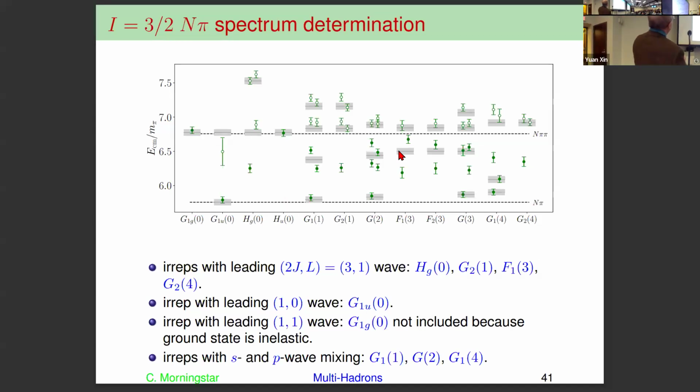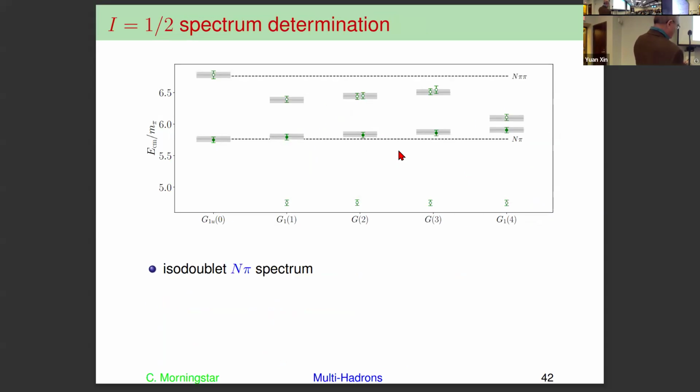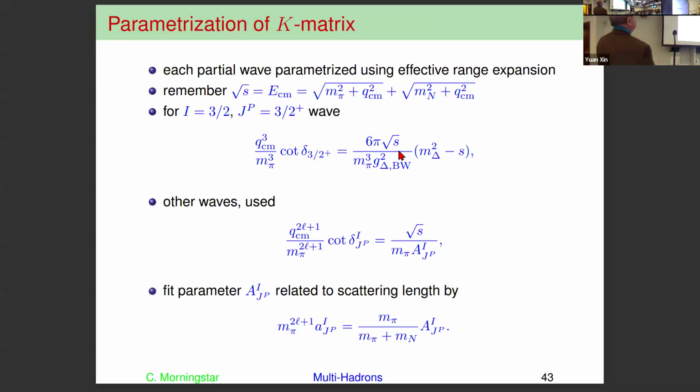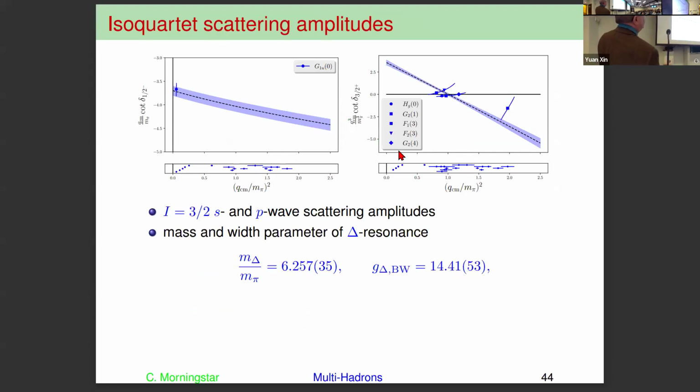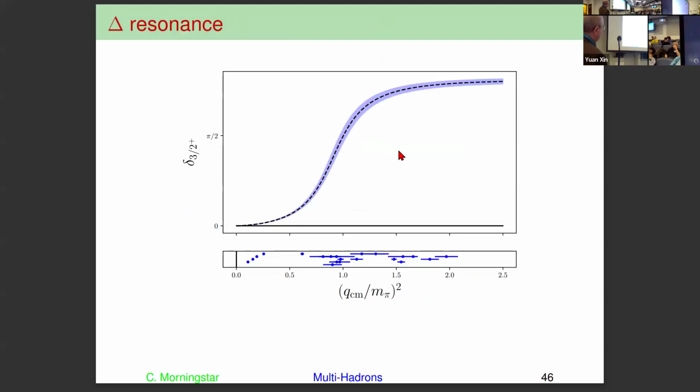So that was the isoquartet. This is the isodoublet, very small splittings from non-interacting. Yeah, so here would be our fit to the cotangent of the phase shift, and this crossing here indicates our resonance. So we fit the mass, and this is a factor g squared in the width plus phase space factors. We've tried to remove phase space factors because we're not quite working at the physical pi mass. So there are calculations now at the physical pi mass. And so we get some scattering ones.